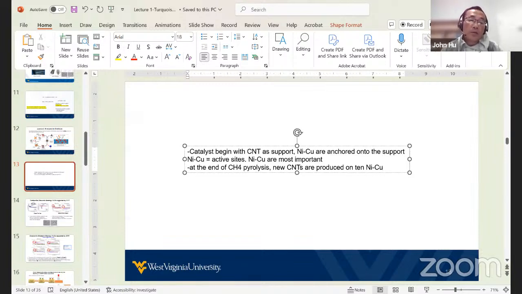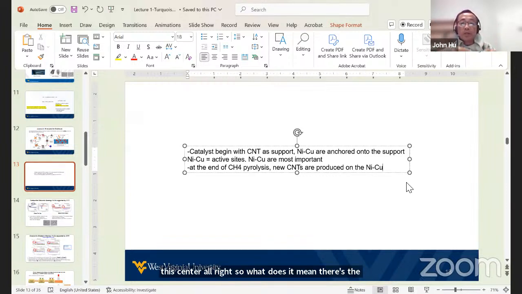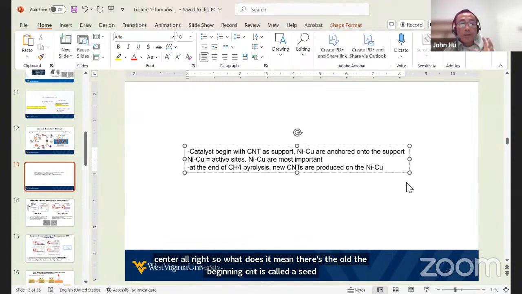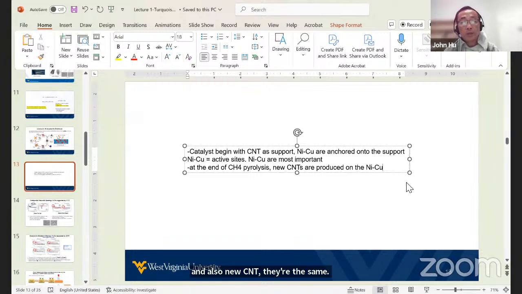So at the end of the methane pyrolysis, keep in mind we begin with the CNT, and new CNTs are produced on this center. All right. So what does it mean? The beginning CNT is called the seed, and also the new CNT. They are the same. So we need to harvest the metal.